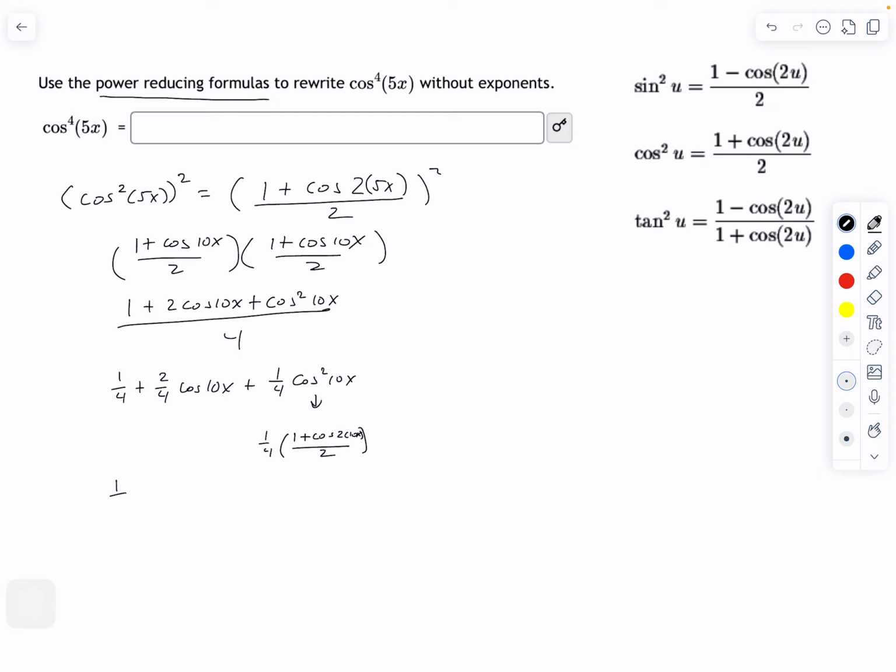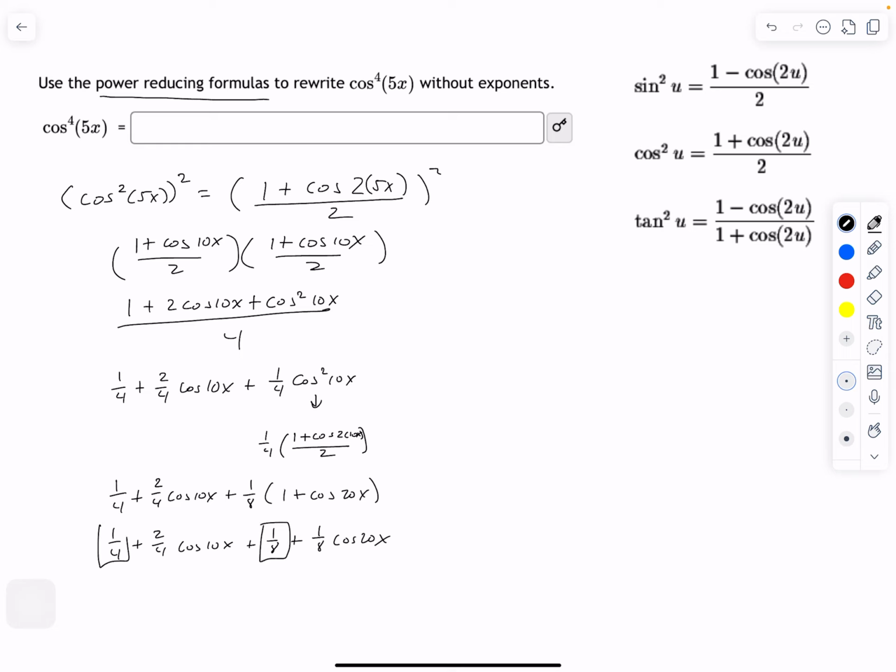So 1 over 4 plus 2 over 4 cosine of 10x. And then 2 times 4, 4 times 2 is 8. So we'll say that's plus 1 over 8 of 1 plus cosine of 20x. We're going to distribute this parentheses here by the 1/8. So 1 over 4 plus 2 over 4 cosine of 10x plus 1 over 8 plus 1 over 8 cosine of 20x.